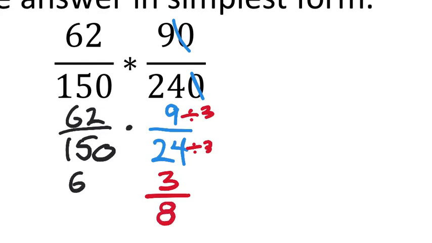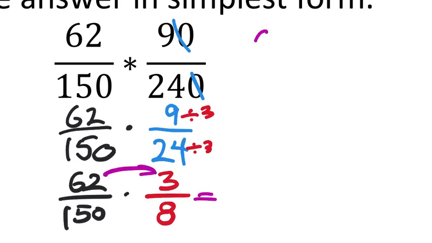Okay, now I'm still multiplying this by 62 over 150. And let's see. I see the 62 and 150. They're both divisible by 2. I don't know how much that really helps us, but you know what? I'm going to skip it just because it's getting a little bit more difficult there. So let's go ahead and multiply the numerators.